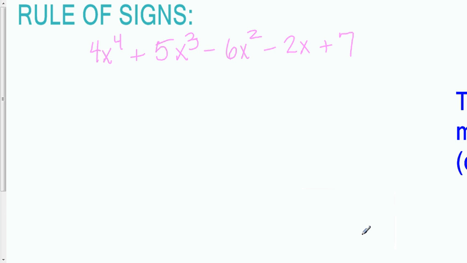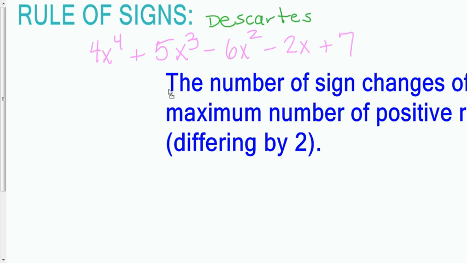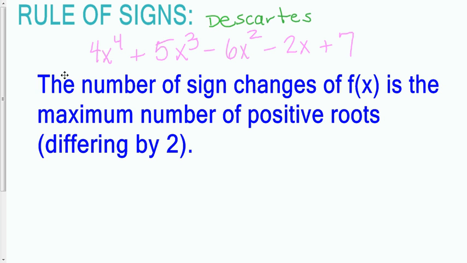Now the other rules that are going to help you with finding roots would be the rule of signs, invented by this man. And I'll leave you to the pronunciation. In any polynomial function, the number of sign changes that the function has is the maximum number of positive roots, differing by 2.